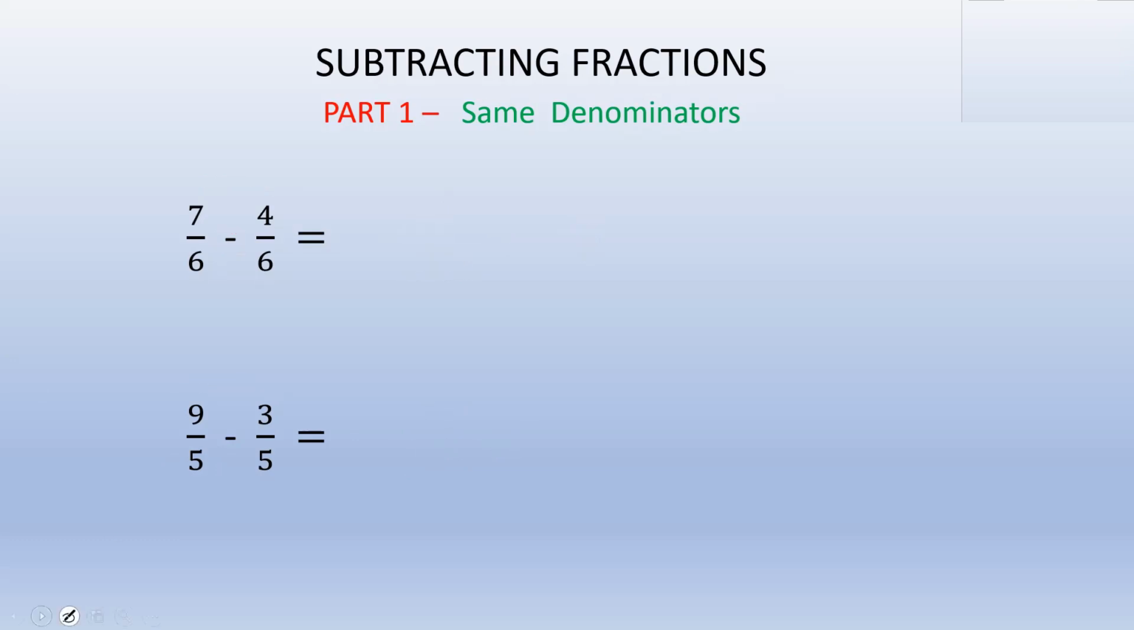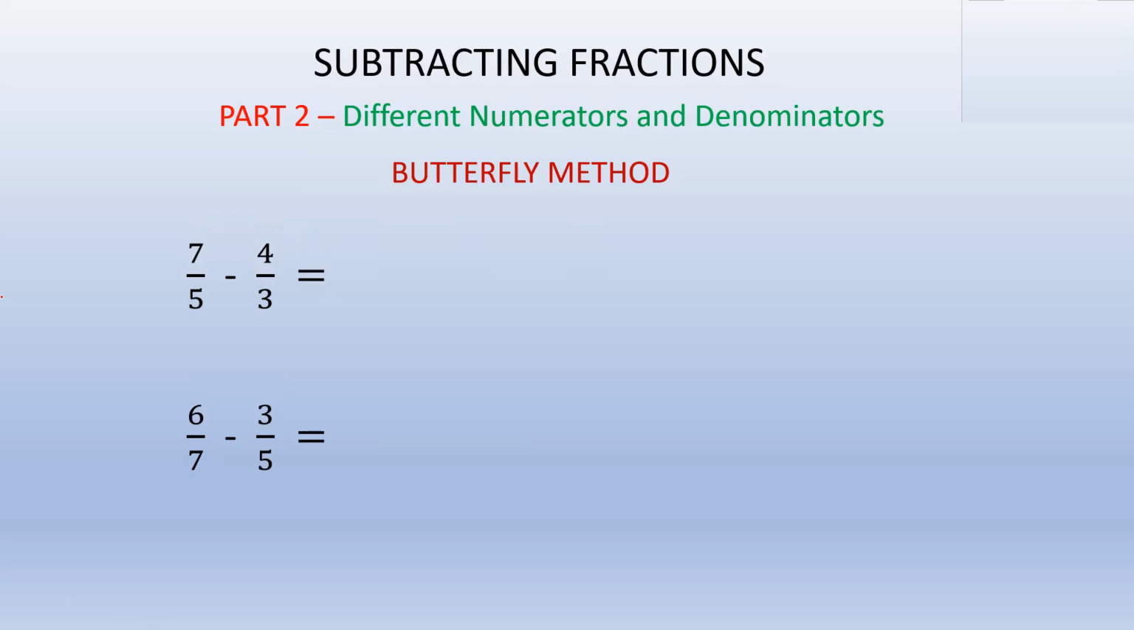In the second part, we have different numerators and denominators of the fractions. So we will use the method called the butterfly method, as we did earlier in addition of fractions. How do we do it? We make the wings of the butterfly.